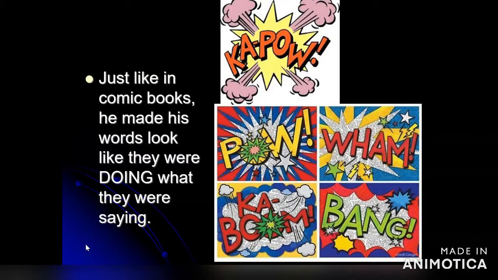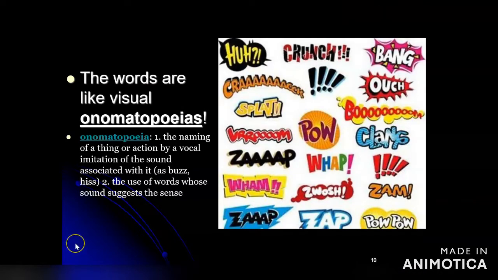Just like in comic books, he made a lot of words look like they were doing what they were saying. So you see the word kapow. That is a word that sounds like what it's doing, right? So kaboom, bang, pow, wham. Now there's a name for all of these words that sound like the action that they're doing. And it's called onomatopoeia. I'll say that one more time because it's a really big word.